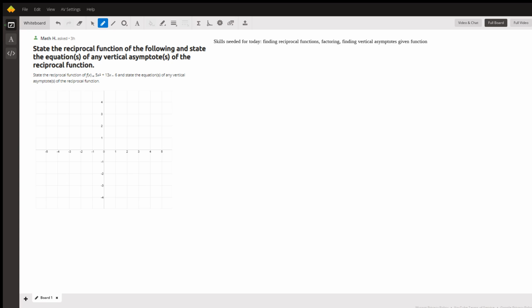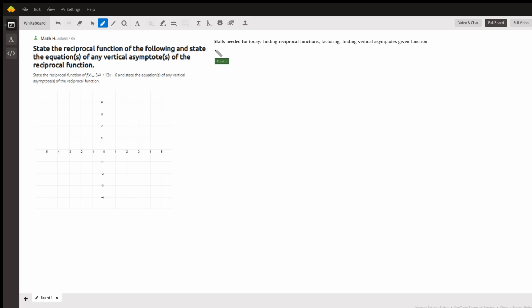Here we have one from Math H, and it says, state the reciprocal function of the following and state the equations of any vertical asymptotes of the reciprocal functions. A lot of stuff to do, but it's really pretty simple, so let's get started.